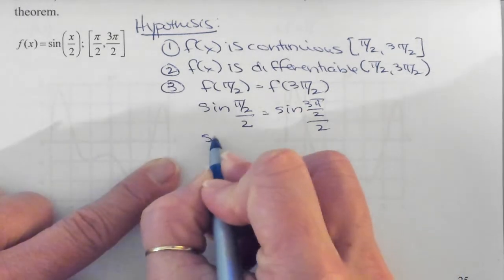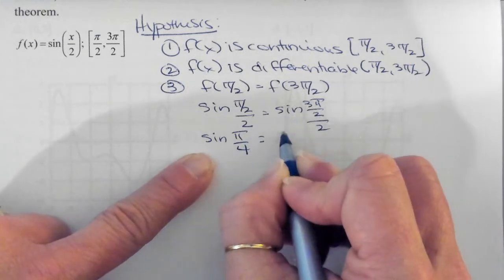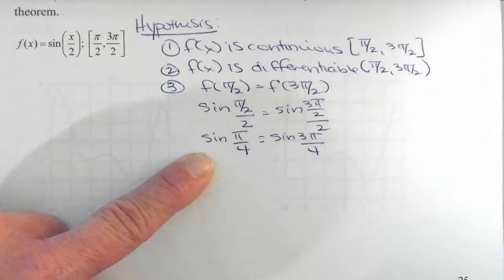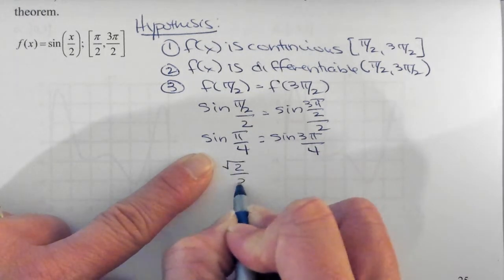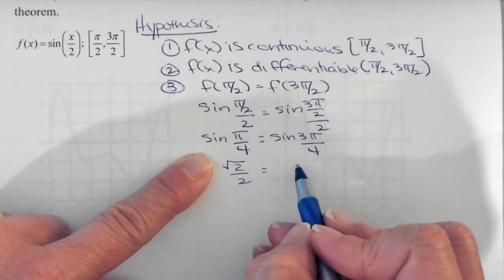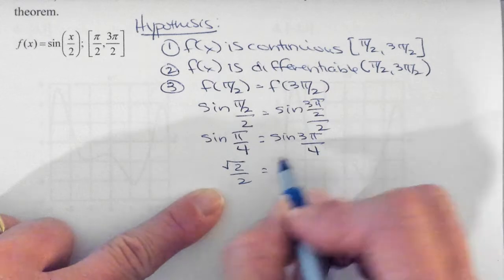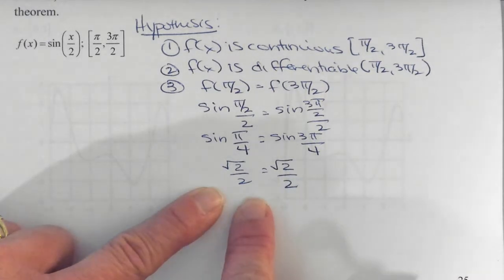Okay, so we need to evaluate the sine of pi over 4 and verify that it is the same thing as the sine of 3 pi over 4. What's the sine of pi over 4? Square root of 2 over 2. Sine of 3 pi over 4 is located in the second quadrant. Sine is positive or negative there? Okay, square root of 2 over 2. Okay, check. This is done.